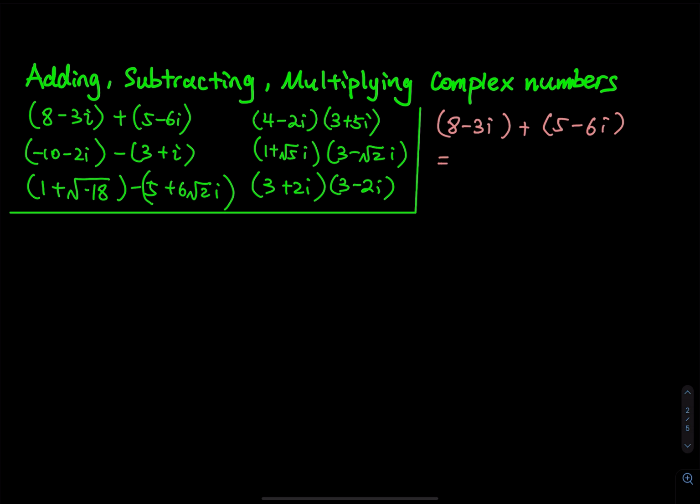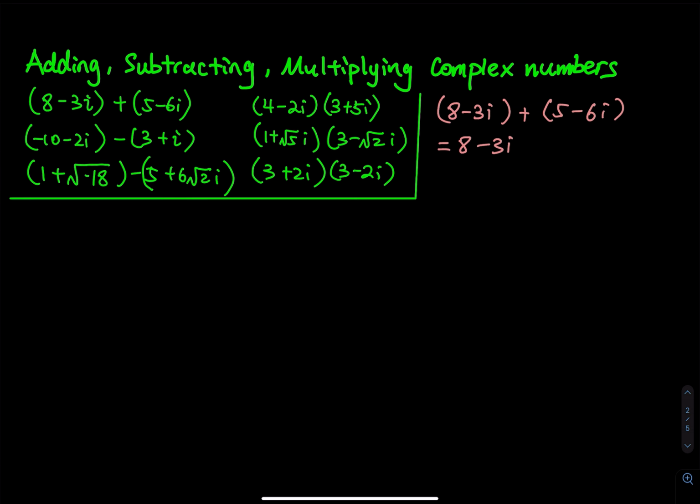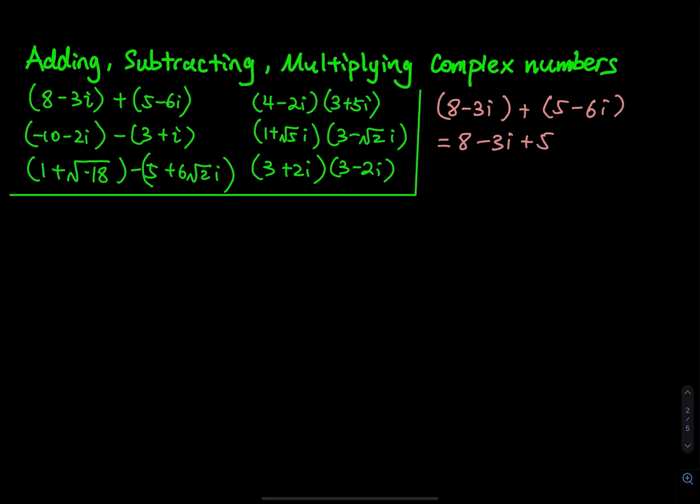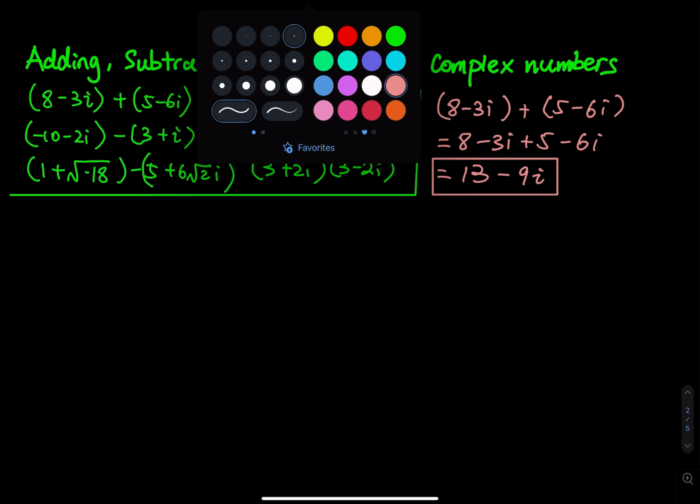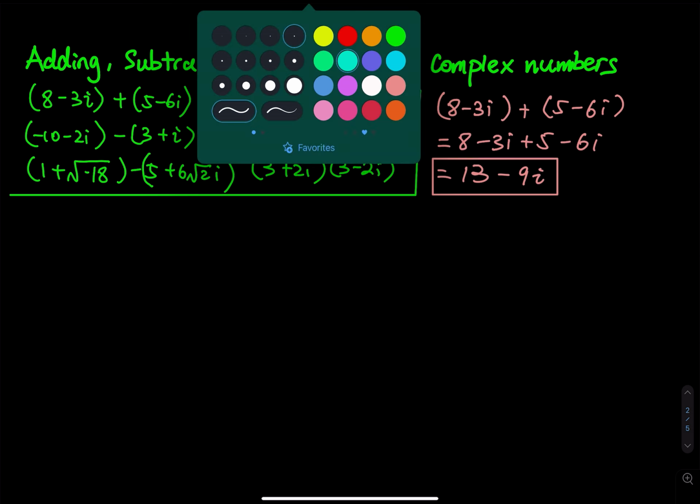I will just remove the parentheses first: a minus 3i, and then we are going to add 5 minus 6i. So you have a plus 5, which equals 13. And then negative 3 minus negative 6 equals negative 9i. That's it. So that is the answer to the first problem. Let me switch to a new color for every problem.